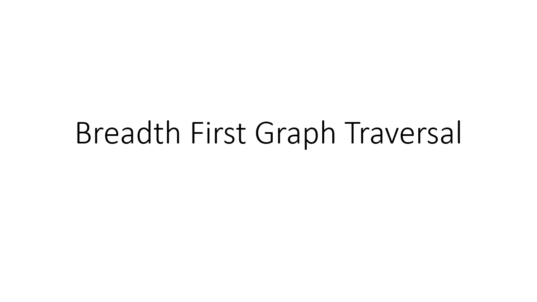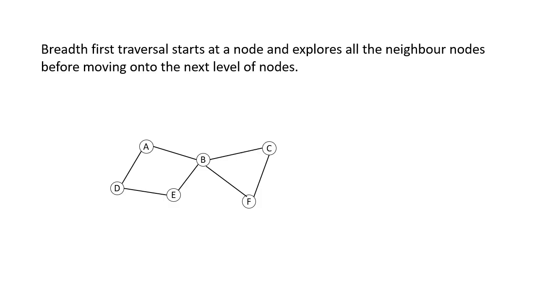We're going to look at the breadth-first graph traversal algorithm. The way this algorithm works is that it starts from a node and explores all the neighbor nodes before moving on to the next level of nodes. So we're going to show an example of this using the graph that you can see here, starting at node D.